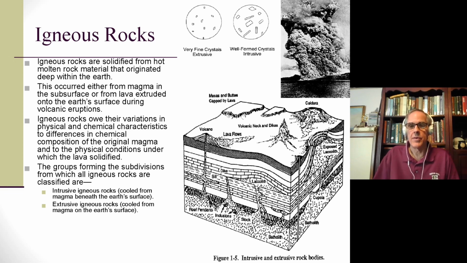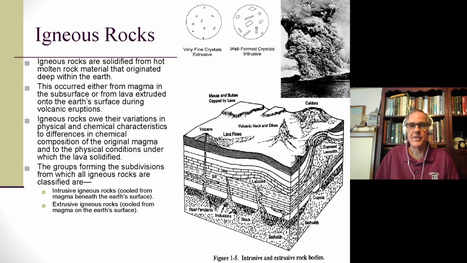Hawaii, the big island of Hawaii, has several active volcanoes, and people who have the bad taste of living in the path of lava flows get into big trouble from time to time. They owe their variations to the different chemical composition of regional magma and the physical conditions in which the lava solidified. In other words, the magma in different parts of the world is going to have different basic material. There are two major divisions.